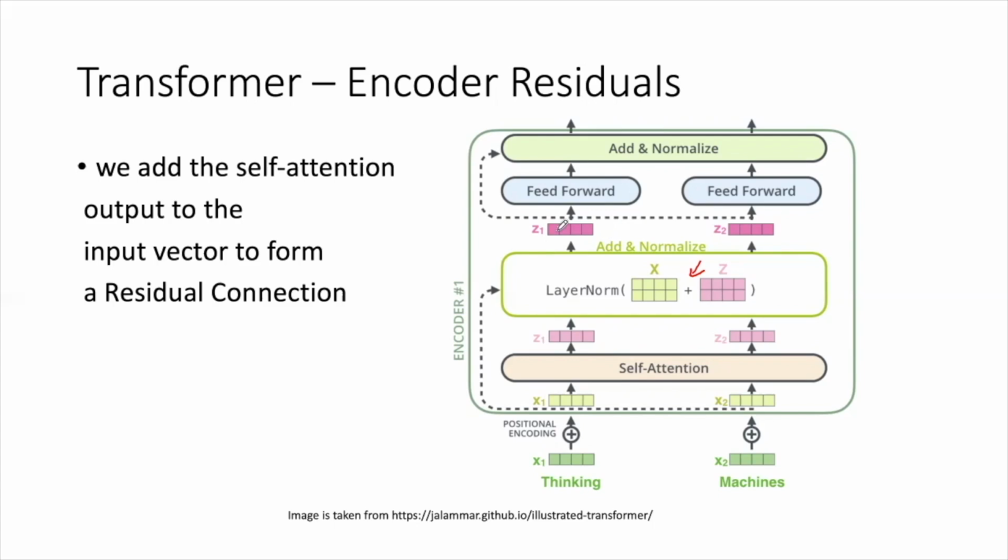Once we pass to the feed forward network, the output of the feed forward network is once again added to the input. Z1 is added to whatever output comes here, and similarly Z2 is added to that, and we also normalize that. Once this entire process completes, the output representations generated here are passed on to the next encoder block. This is the first encoder, and we have several such encoders stacked on top of each other.